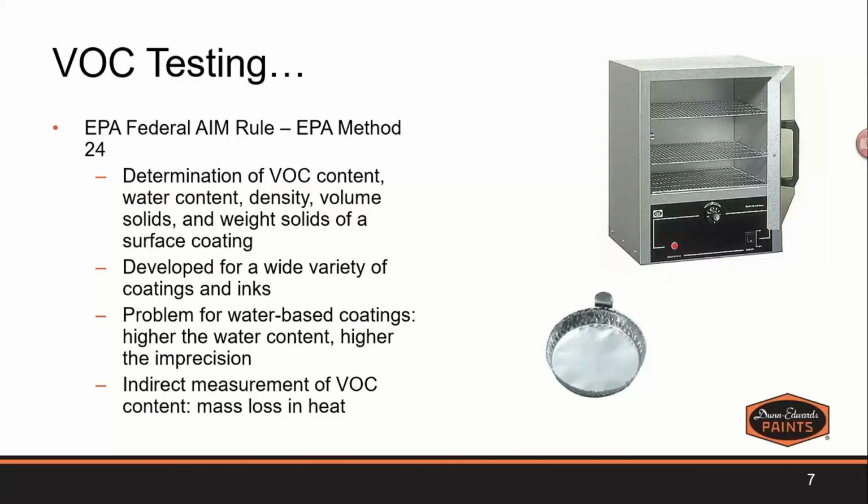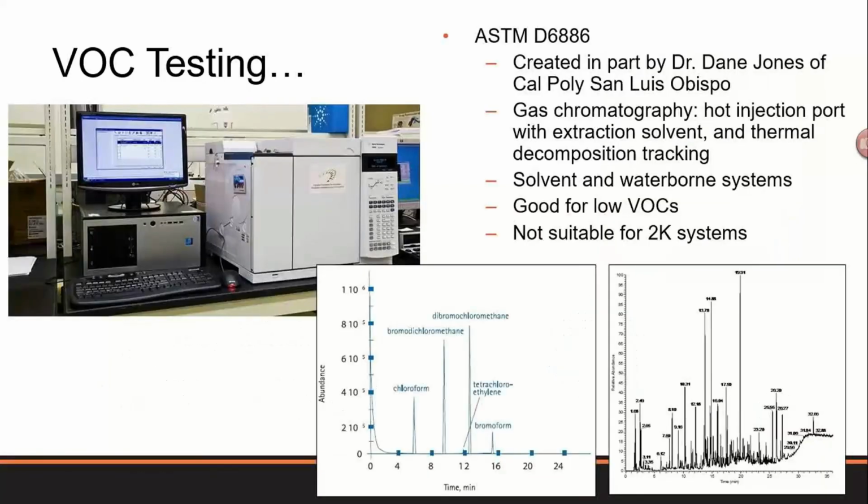One problem, however, is that it's not very accurate, like I said, and it's not meant for systems that have low VOCs. So instead of this, there is ASTM D6886. This was created in part by one of my advisors, Dr. Dane Jones from Cal Poly San Luis Obispo, and this uses gas chromatography.